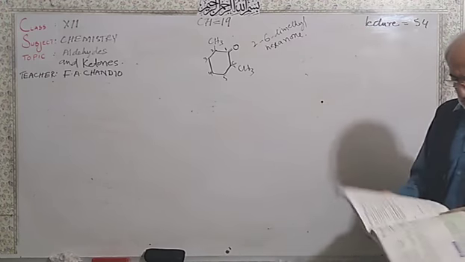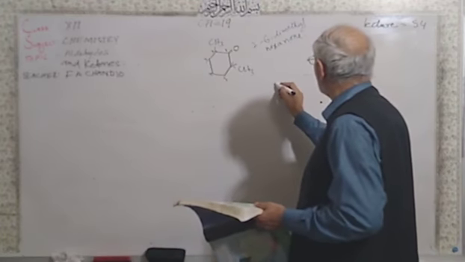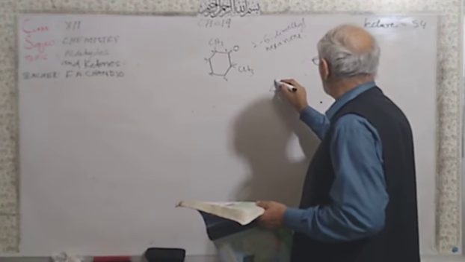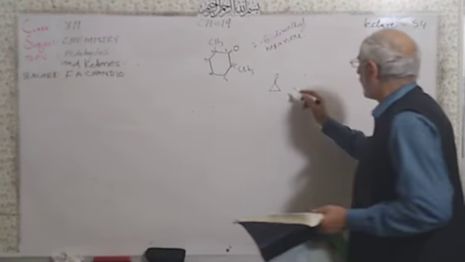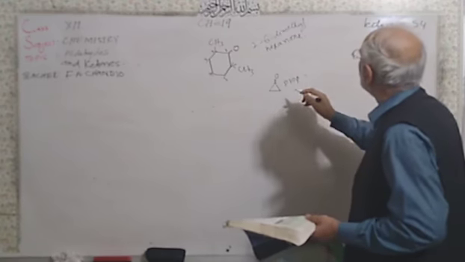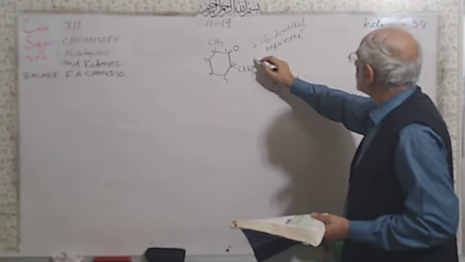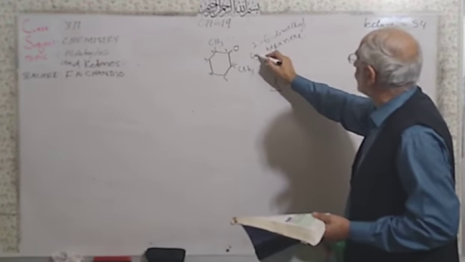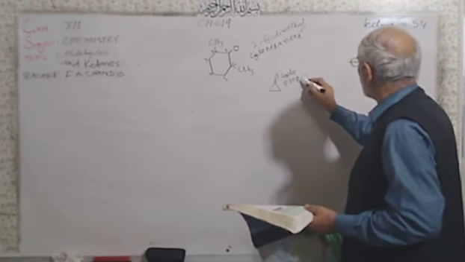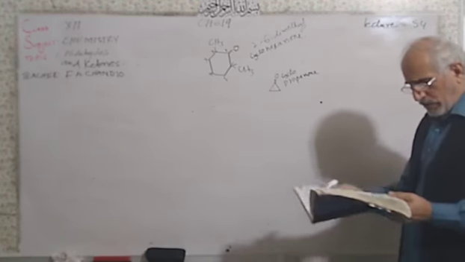One position is for the ketone. This is a propanone, cyclopropanone, 2,6-dimethyl cyclohexanone. This is a cyclopropanone.